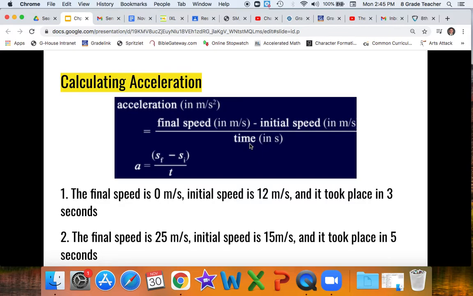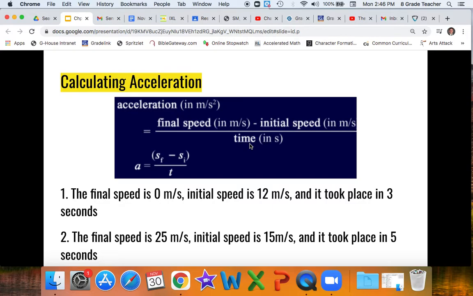I'm looking at the example page on applying math on 290. It says to calculate the acceleration of a bus whose speed changes from 6 meters per second to 12 meters per second over a period of 3 seconds. Well, the initial speed is 6 meters per second, the final speed is 12 meters per second, and the time that this takes place is over 3 seconds.